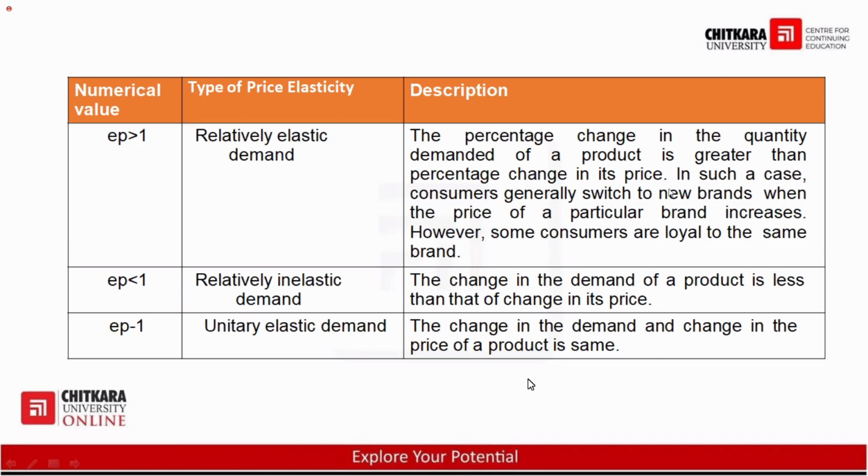The next is relatively inelastic demand. In this case, the change in demand is less than the change in price. So EP will always be less than 1 because the numerator is lesser and the denominator is higher. So whatever the value comes, it will always be less than 1. Unitary elastic demand: in this case, change in demand is equal to change in price. It means numerator and denominator values are the same, so elasticity of price will be equal to 1.